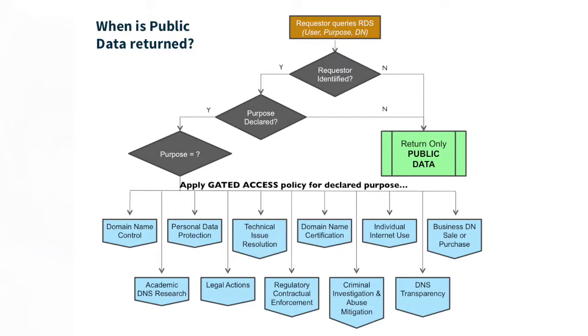As this slide shows, any RDS request that does not identify the requester or declare a permissible purpose returns only the minimum public data set that I just described, and nothing more. Requests that seek additional information must pass through a gate, applying the authentication and access rules defined for each purpose. Each purpose returns only data authorized for that purpose, including contact data supplied by that PBC for that specific purpose.